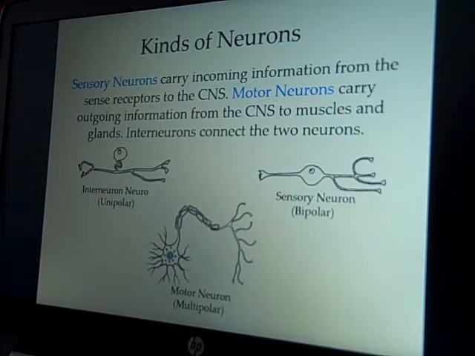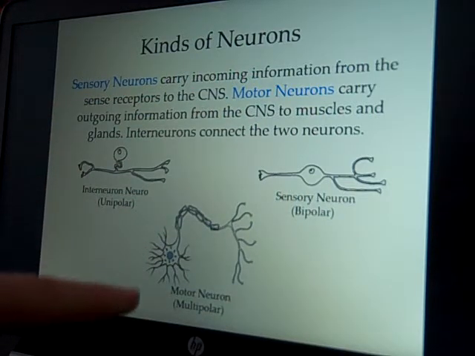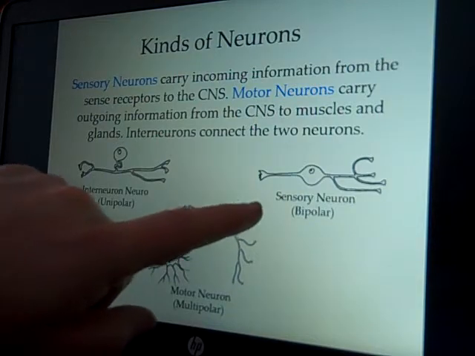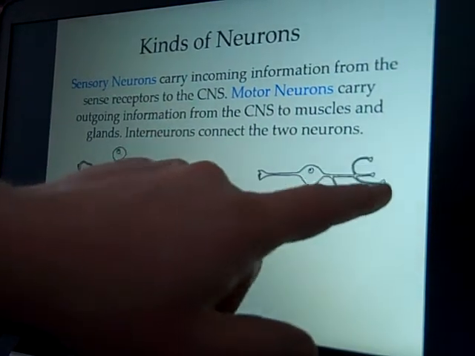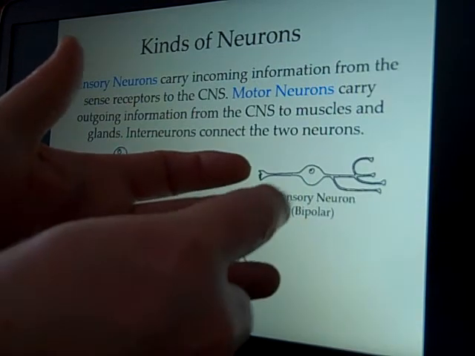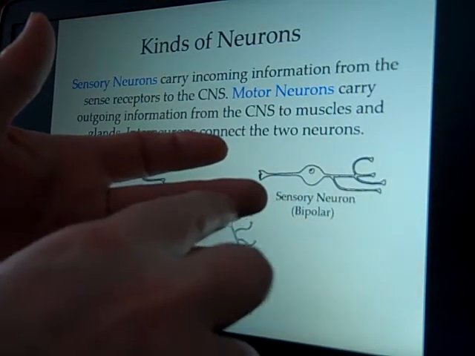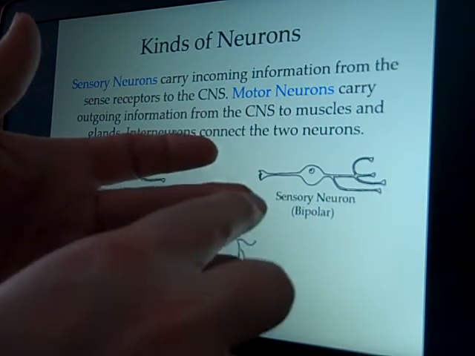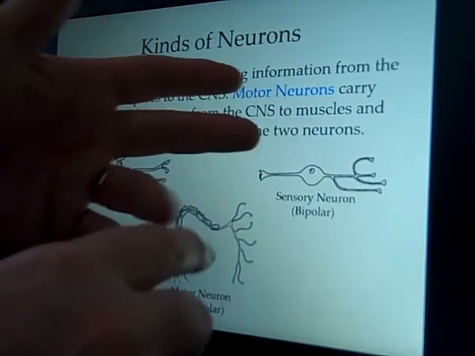How many different kinds of neurons are there? There's many different kinds of neurons. These are some of the major ones that we deal with. We'll start over here with the sensory neuron, where the dendrites pick up the information. So if I touch my finger, then this first neuron that receives that information, that would be a sensory neuron, which would be like this.